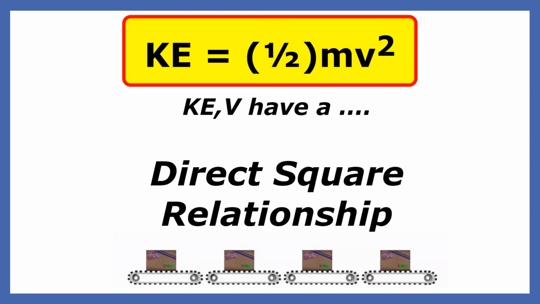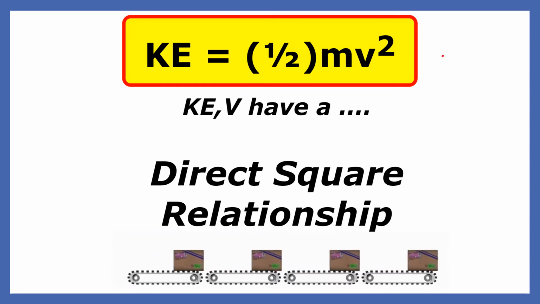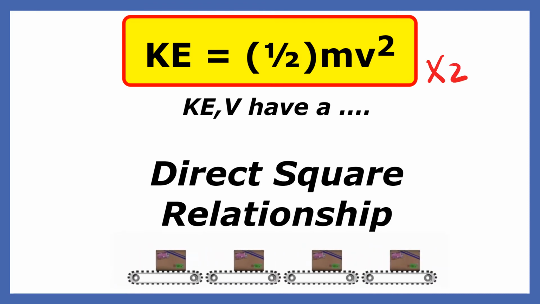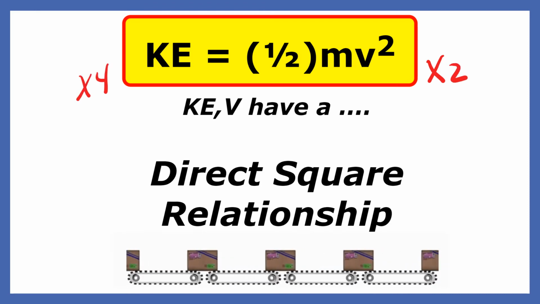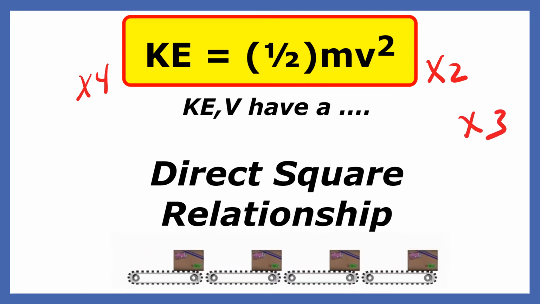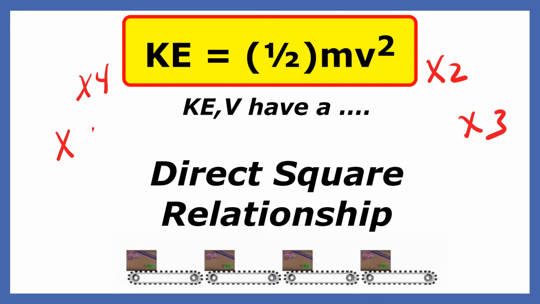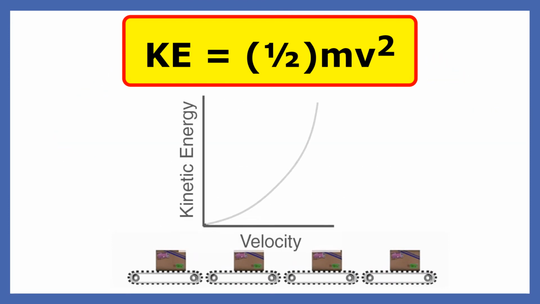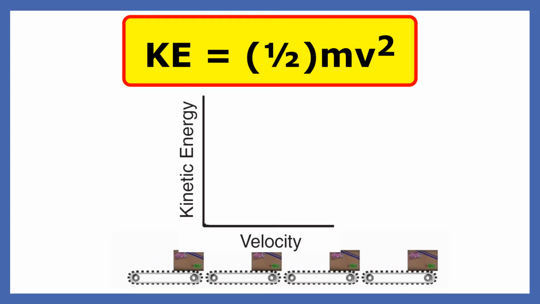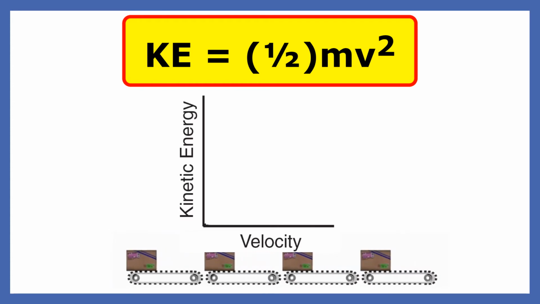Kinetic energy is 1/2 mv squared, so as I said in the previous lesson, kinetic energy and velocity have a direct square relationship. If the velocity of an object is doubled, the kinetic energy will be quadrupled. If the velocity is tripled, the kinetic energy will be 9 times greater. The plot of kinetic energy and velocity, like all direct square relationships, has the following shape.